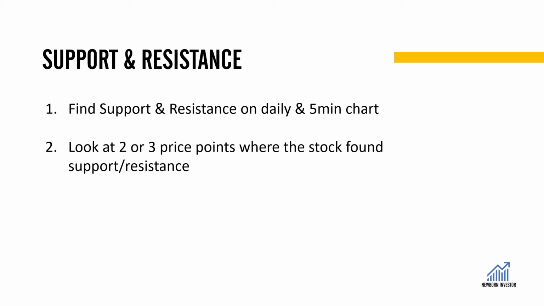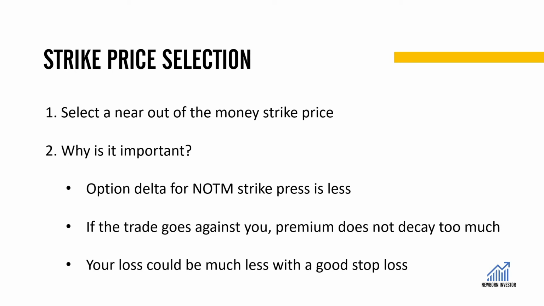Now that that's out of the way, the next step in my trading process is to select the option strike price. So how do I pick my option contracts, or how do I select the strike prices of the option contracts that I trade? I trade near out of the money strike prices. Now, what does that mean?